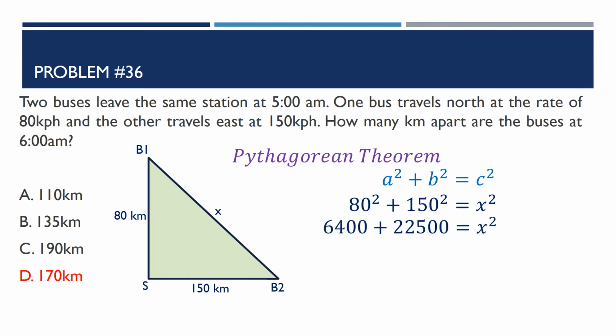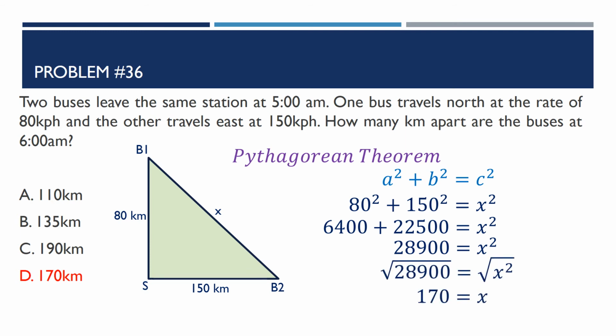Then let's take the squares. It will be 6,400 plus 22,500 is equal to x squared. And then combining the constants, it will be 28,900. And then we will take the square root of both sides to get the value of x, which is 170. That means after an hour from the bus station, the two buses are 170 kilometers apart.